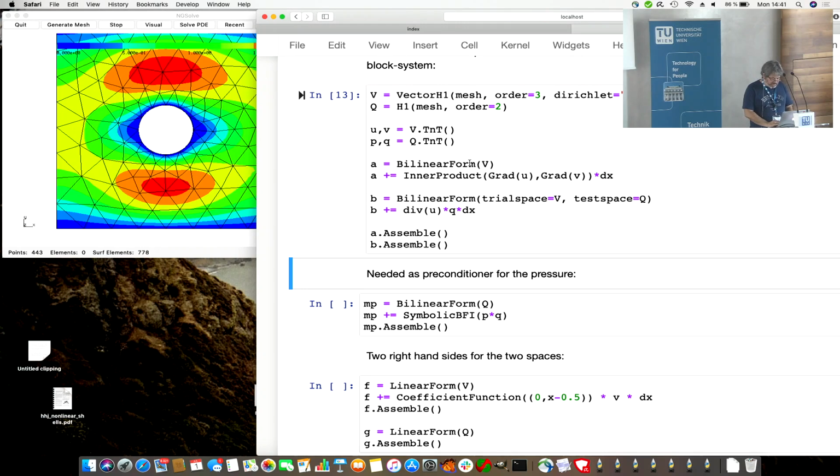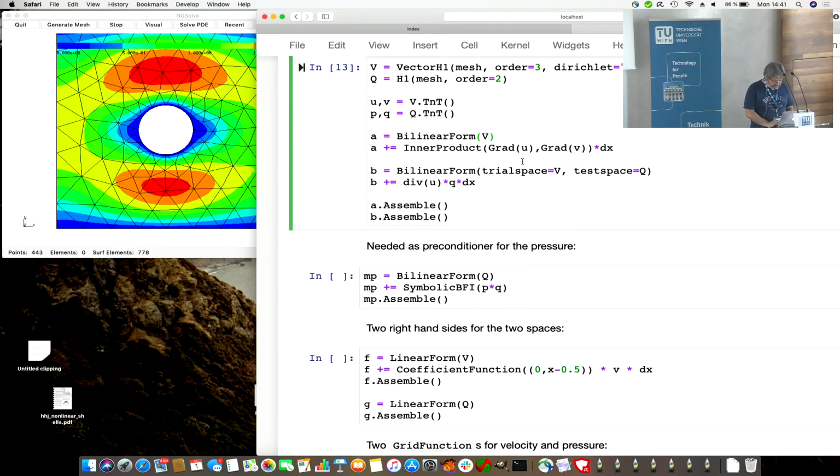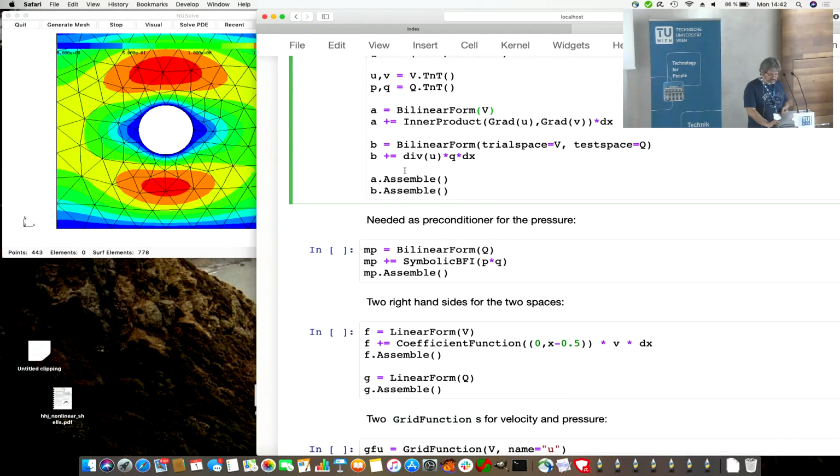Now A is a bilinear form living on the first space. It's grad U, grad V. I use the new grad. The B bilinear form is now a form living on 2 different spaces. You give a trial space and a test space. You define the integrals with trial function from the first and test function from the second space. And this will assemble a rectangular matrix for you.